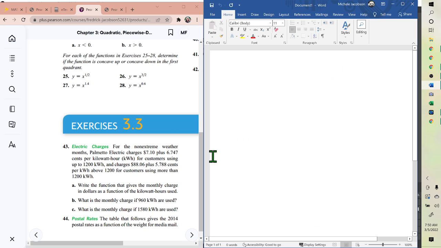When you're setting up the equation, it says for the non-extreme weather months, Palmetto Electric charges $7.10 plus 6.747 cents per kilowatt hour for customers using up to 1,200 kilowatt hours. And so you want to write the linear equation. Let me make my numbers bigger.